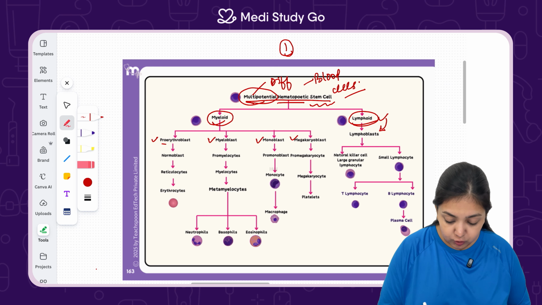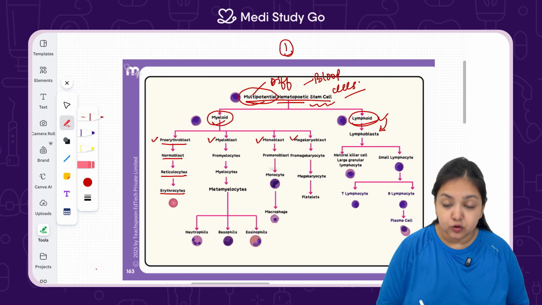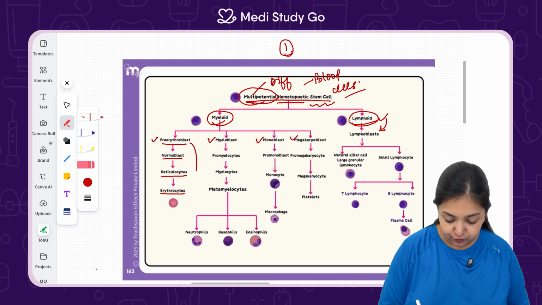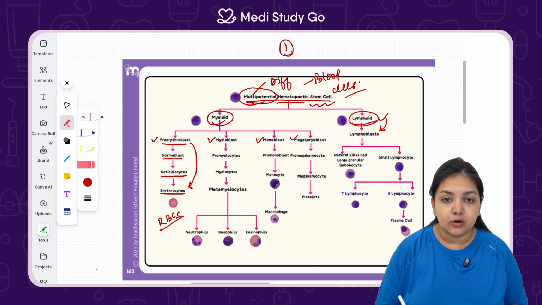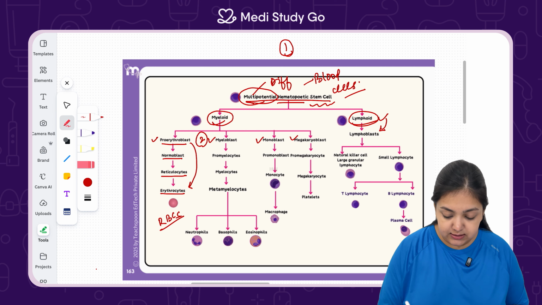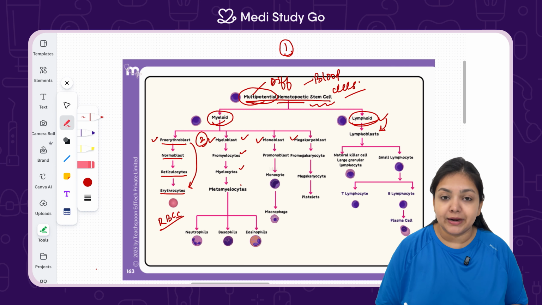Now the proerythroblast is going to convert into normoblast, reticulocyte, and erythrocyte. It's very easy to remember that proerythroblast is going to form erythrocytes, which are known as the RBCs. That is, they are anucleated in nature without any nucleus. Second series is the myeloblast, which forms promyelocyte, myelocyte, and metamyelocyte.